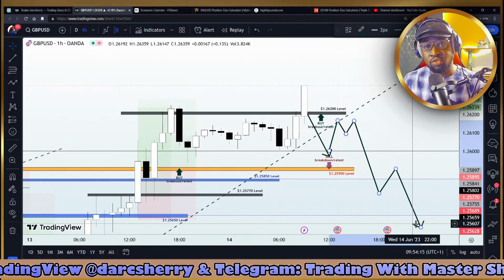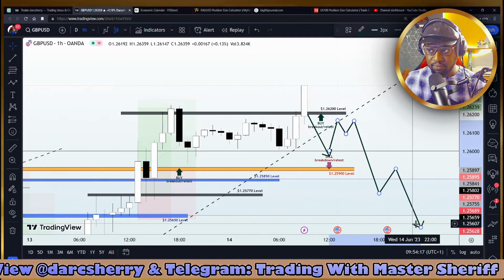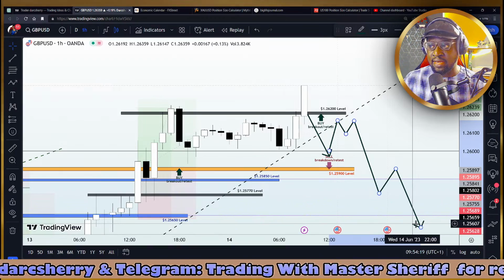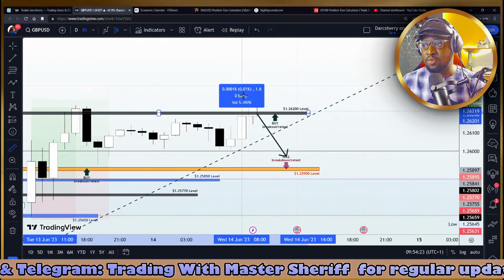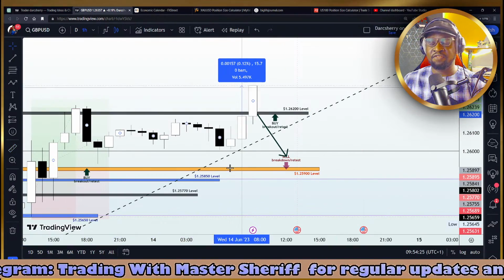So this is how I'm going to be trading the GBPUSD today. I already have a buy position triggered right now. Let's see how many pips this is running. So it's running with about 15 pips right now.